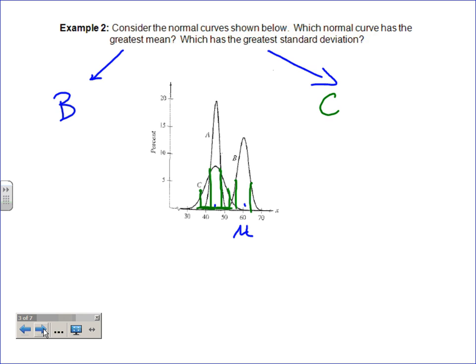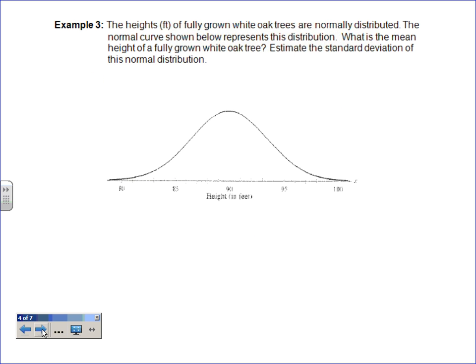All right. Well, let's have you actually, can you read those numbers? 80, 85, 90, 95, 100. I would like you right now to go and try and estimate the mean and the standard deviation for this one.